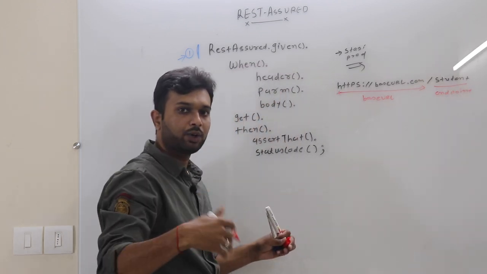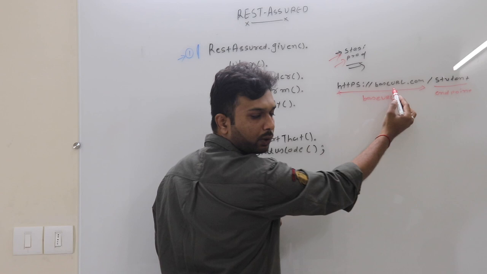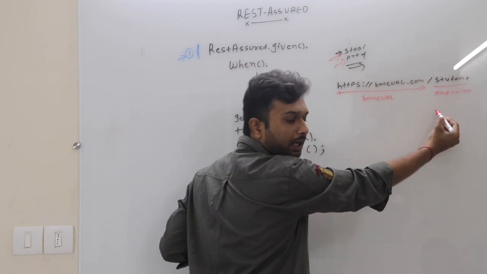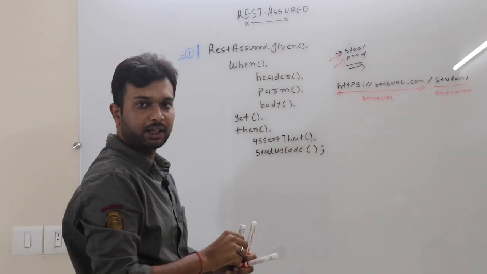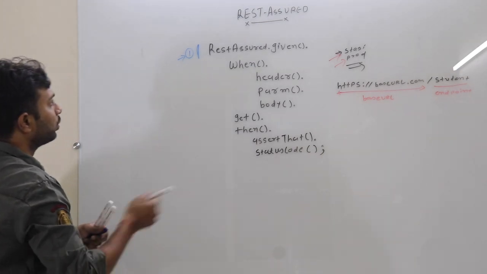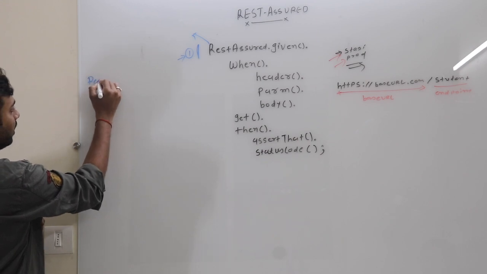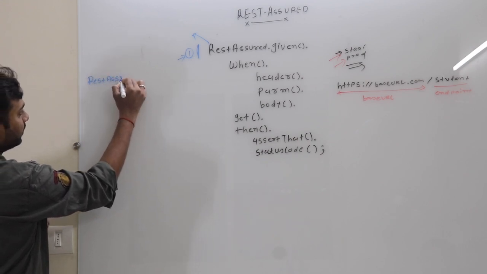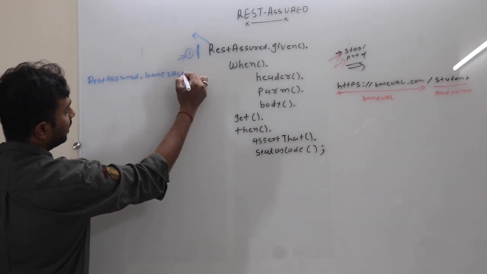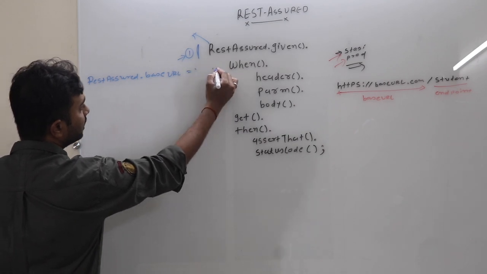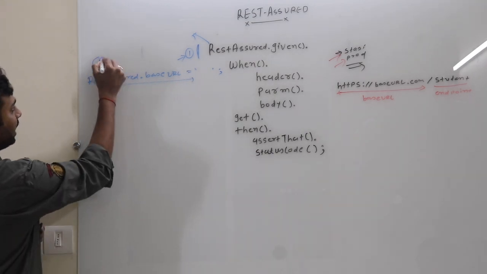If we are testing on different environments, let's say staging or prod, our base URL will change, but the endpoint will remain the same. So how can we define this? Whether we are hitting a get API or a post API, before this syntax we have to write RestAssured.baseURI, and give this URL. Like this we are defining the URL. This will be our first step to start our test.